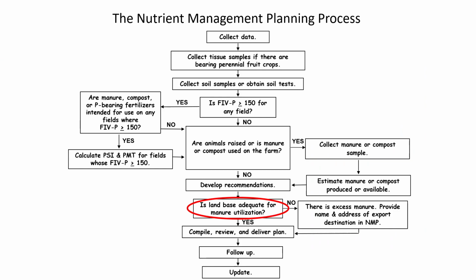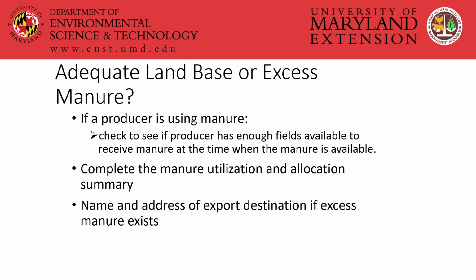Okay. Critical part to think of is, is the land base available adequate for manure utilization? Do they have enough space to spread all the manure that's being produced there? So if they're using manure, make sure they have enough fields and acreage available to receive manure at the time that the manure is available. We have a sheet called the Manure Utilization and Allocation sheet to help you calculate that. So you'll want to make sure that the rate they are allowed to apply, when you calculate that out across all the fields and acreage, uses up all the manure that's being produced on the farm.